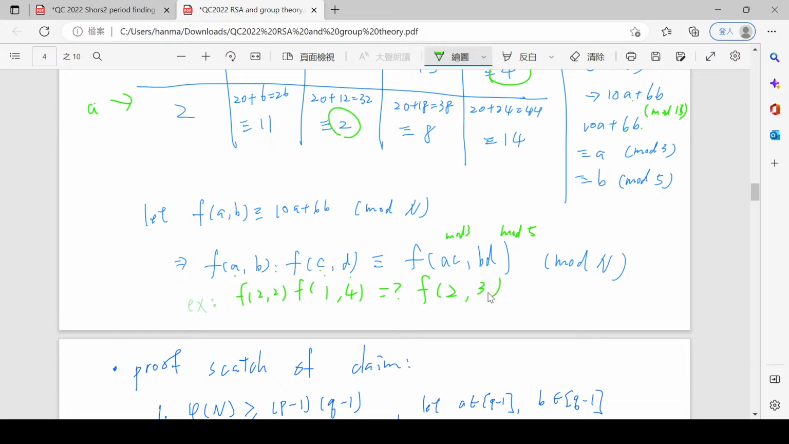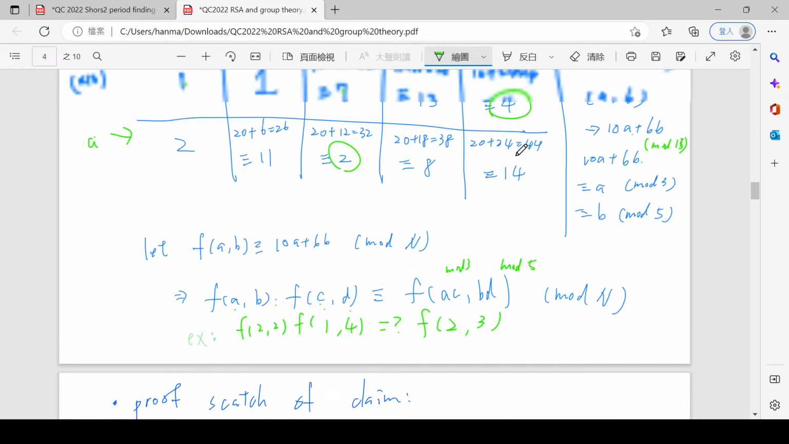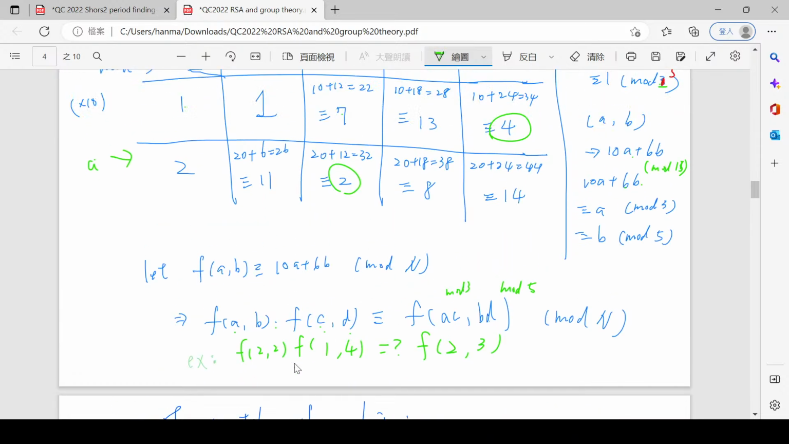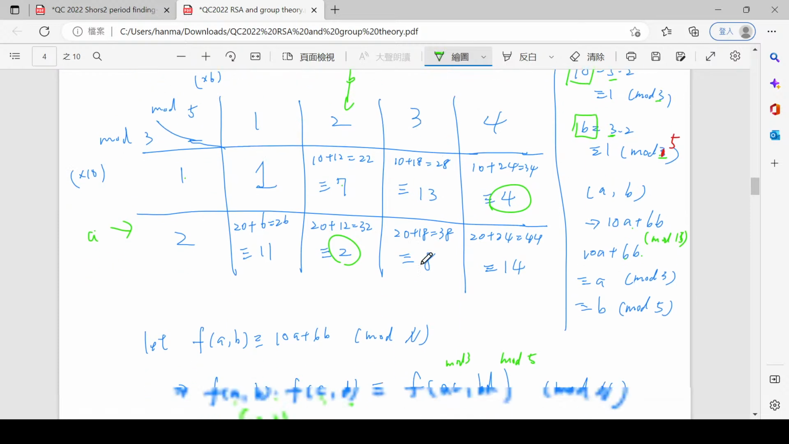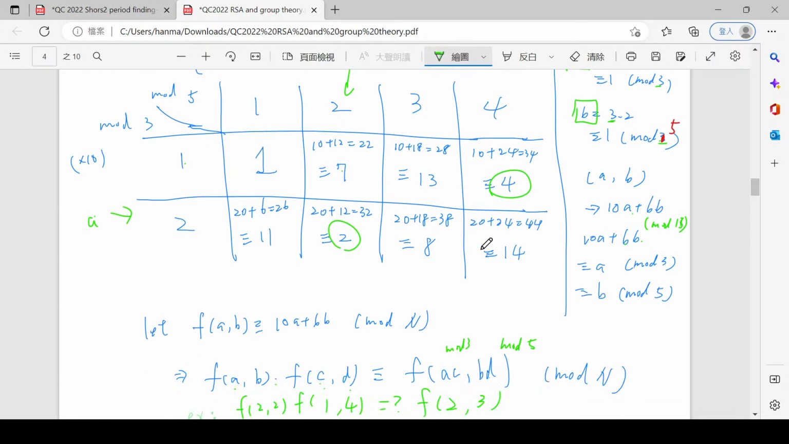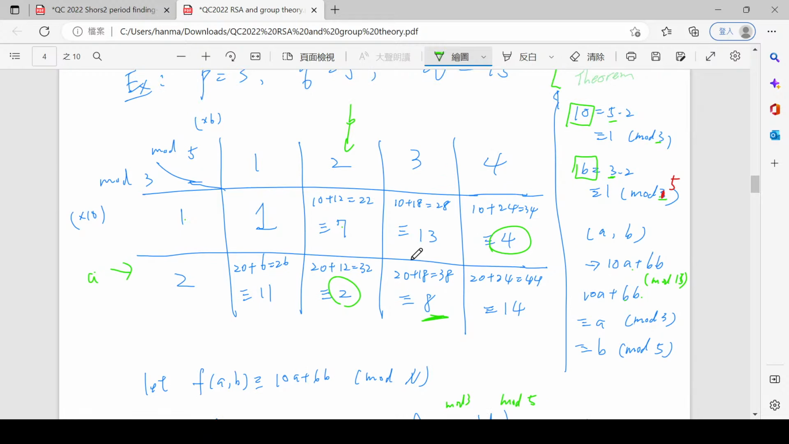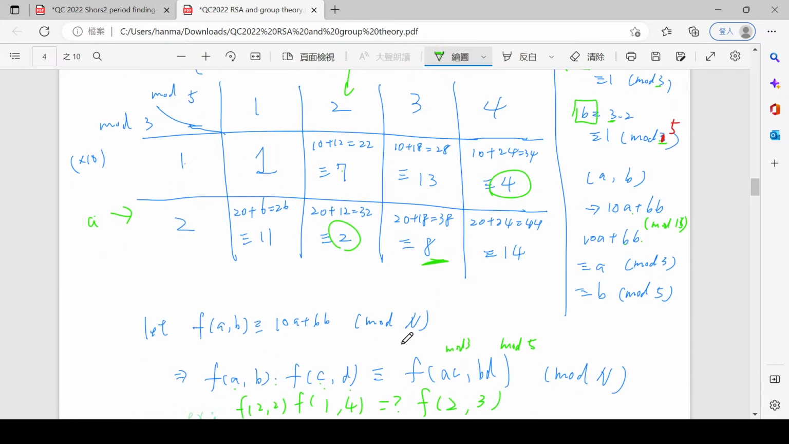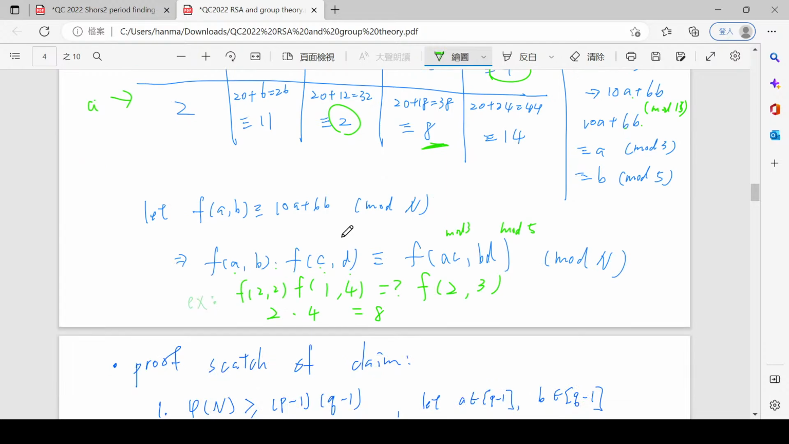Okay, so is that correct? So this is actually 2 times 4 equal to 8, and we see that's correct. 2 times 4 equal to 8 is here. Magical, it works out. So it's 2, 3. Okay, so that's pretty cool.